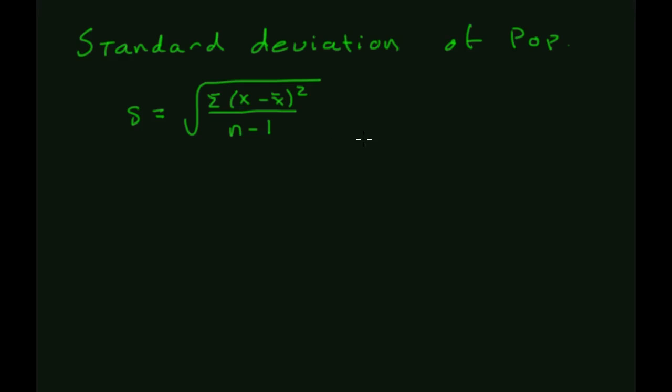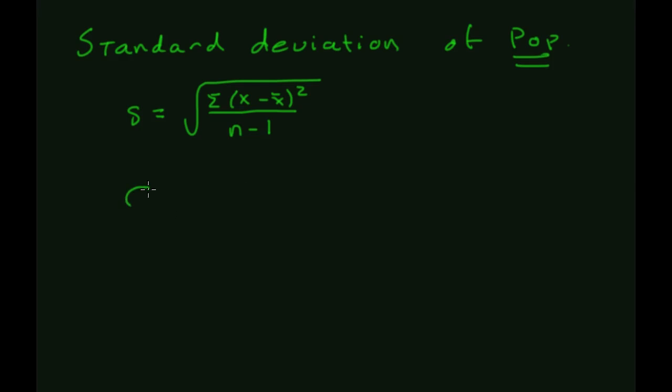So the idea here is in the sample, you know that you don't have the entire population, so you broaden the standard deviation a little bit by making the denominator smaller, hence the n minus 1, to leave some room for the fact that the variation of the population could be a little bit larger. So we kind of allow for a little bit of freedom there.